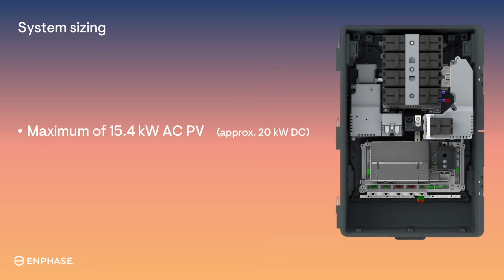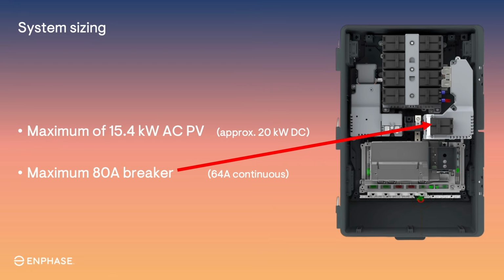The maximum system expansion that can be connected to the IQ Combiner 6C load control input is a 15.4 kilowatt AC system. That's approximately 20 kilowatts DC. From a breaker perspective, this is an 80 amp breaker, or 64 amps continuous current.